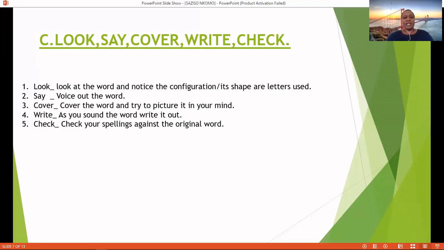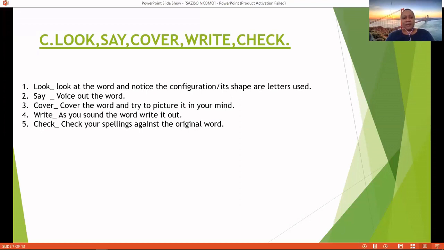Look at the word. You can see that the methods are very much related. The first one, this one, and the previous method. There is a lot of a link amongst those. So you look at the word, and that is why I am still emphasizing the idea of reading. When you are well read, then you have no problem with spelling. Read widely. Read novels, read magazines, you name it. Look at the word and notice the configuration, its shape, letters, etc.